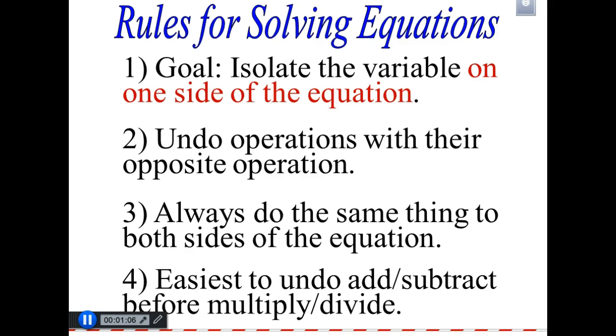Okay. All right. So we've done this already. Isolate the variable, get that variable on one side of the equation, and it doesn't matter which, which leads to different ways of doing the same problem. And we've always undone the operations with their opposite operations. So if it was plus 5, we subtracted 5. If it was 7x equals 14, that'd be multiplication, and we divide. We always do the inverse.